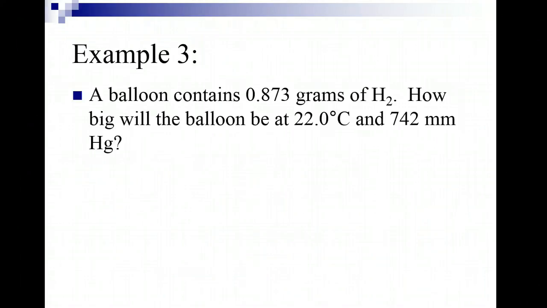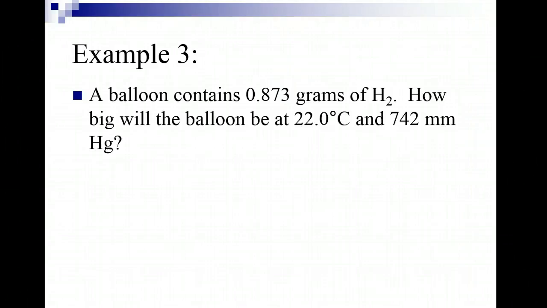Example 3. A balloon contains 0.873 grams of hydrogen. How big will the balloon be at 22 degrees Celsius and 742 millimeters of mercury? Now I'd encourage you to pause the video and try this one on your own first, and then go ahead and continue playing and see if you've come up with the correct answer.